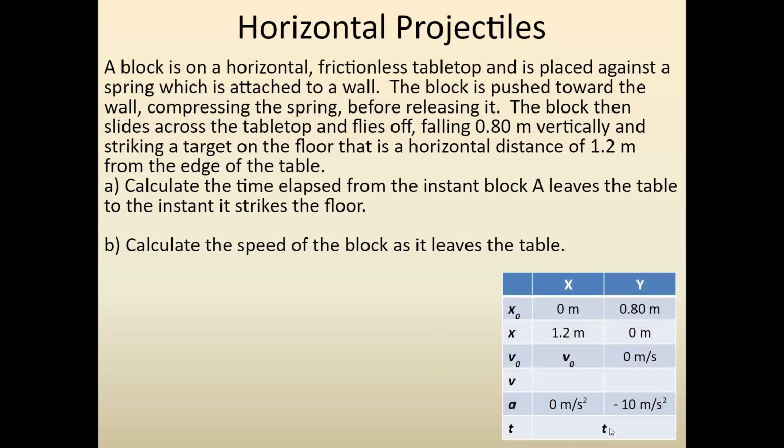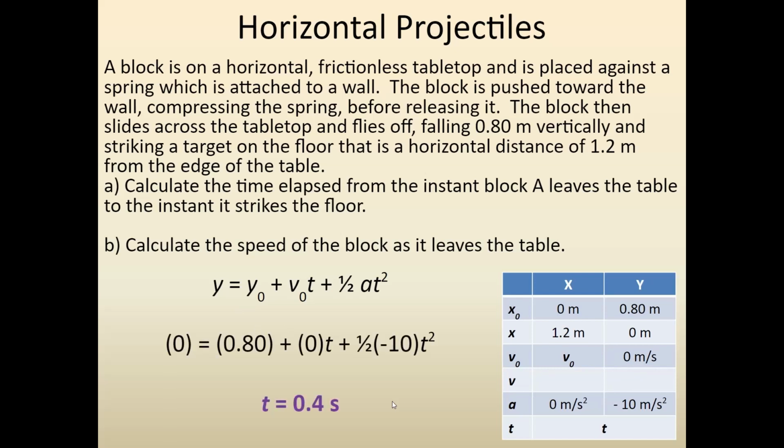So this is what my chart looks like. So just like last time, to find the time, I use the annoying x equation using the y values, because again, I have too much information missing in this x side. So I plug in my numbers given to me, and I get that the time is 0.4 seconds.